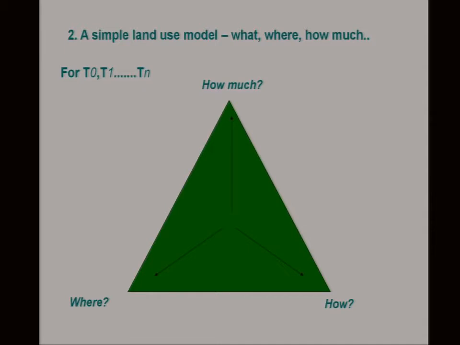Just to talk about a little bit of theory. Very simple land use model. Basically what we're talking about is a series of time steps, T0 to Tn, and we're looking to establish these key things: how much land use is changing, where is it changing, and how is it changing?